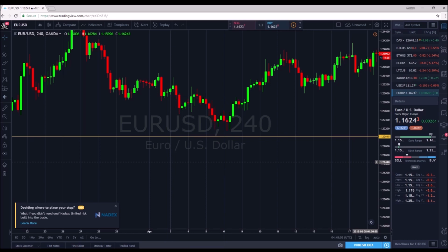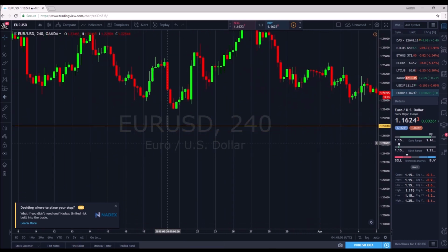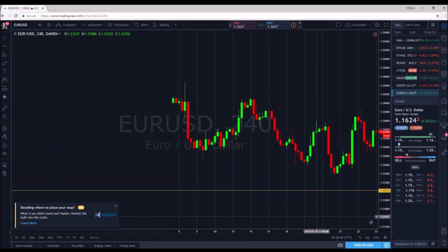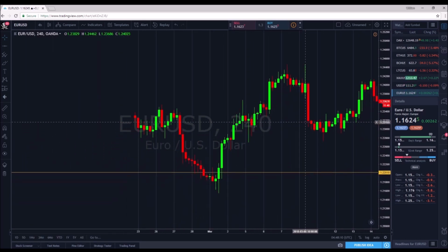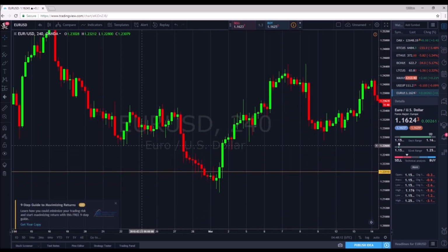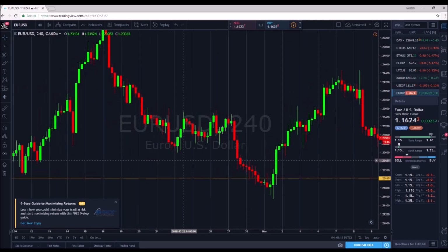Alright, let's find another one here. But again, this is not normally what I trade, so can I recommend Euro USD for wick fill trading? Probably not, because it's ugly.